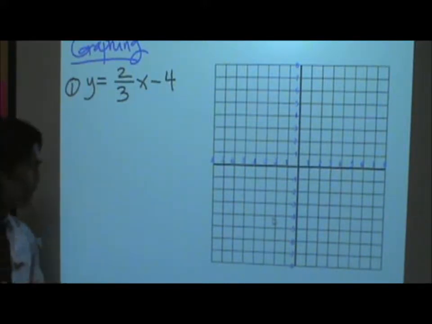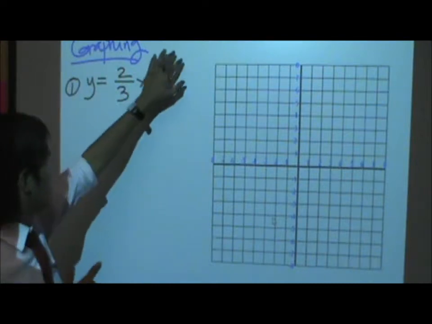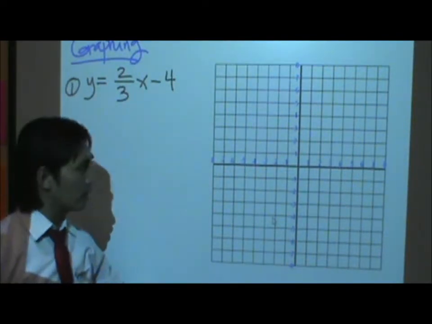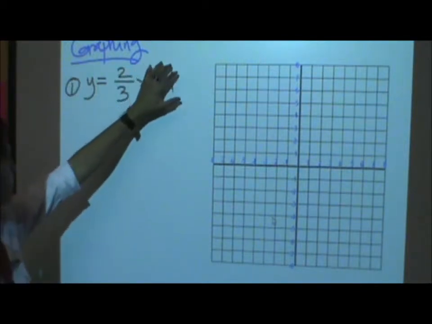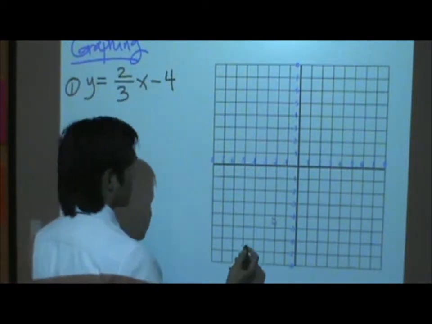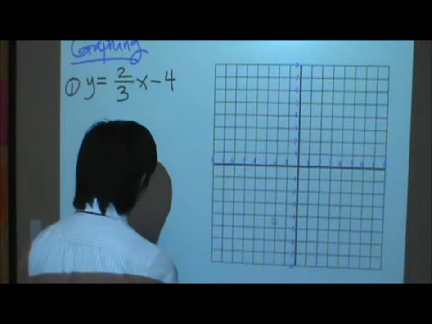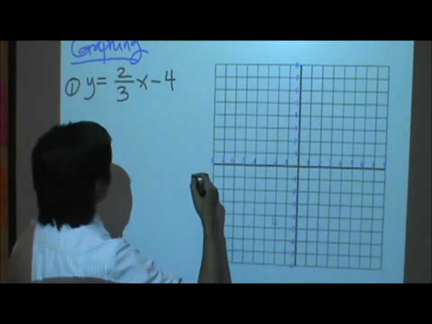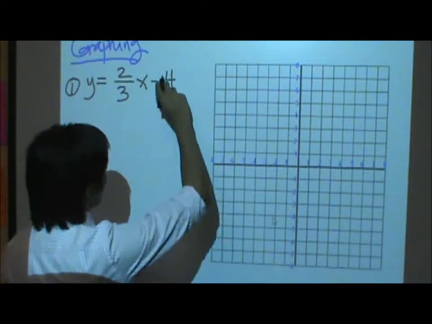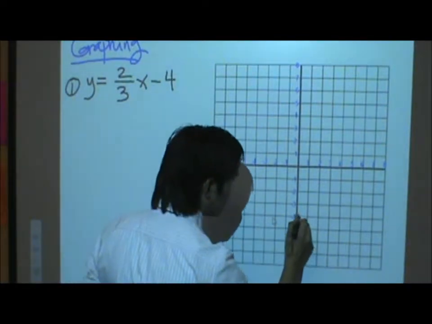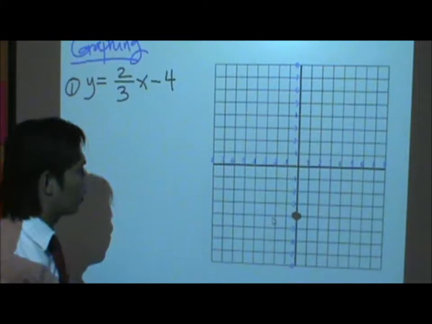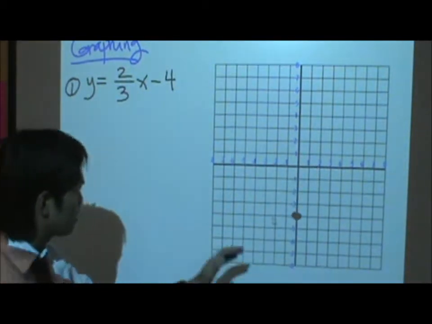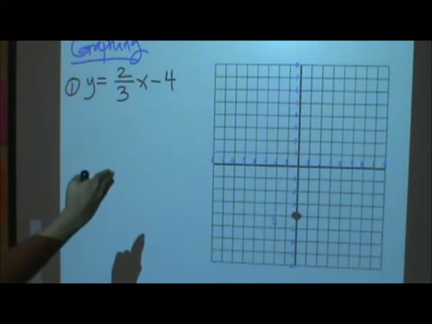Now, in graphing, always start with the y-intercept. Okay? Now, once again, always start with the y-intercept. The y-intercept here is negative 4. Let me use, since I wrote that in black, so I'll go ahead and use a black marker also. See, the y-intercept is negative 4, so I'm going to make a dot on negative 4. That's the y-intercept. That's where the graph crosses the y-axis, which is that vertical line.